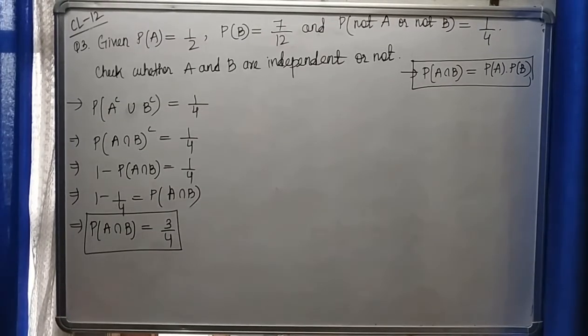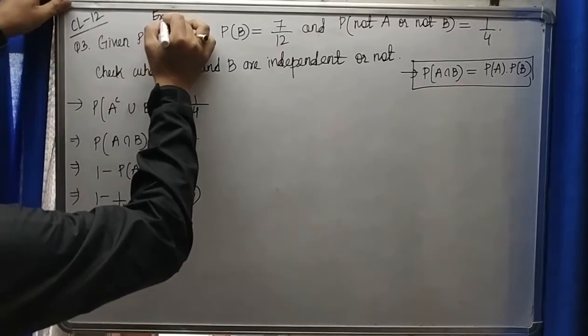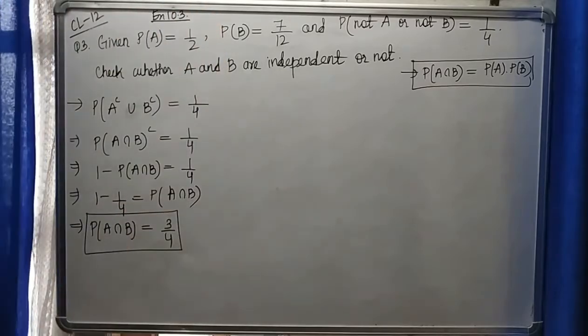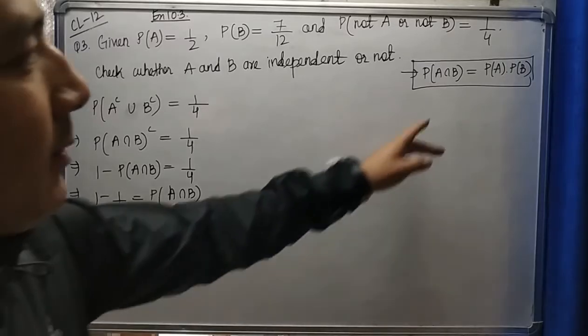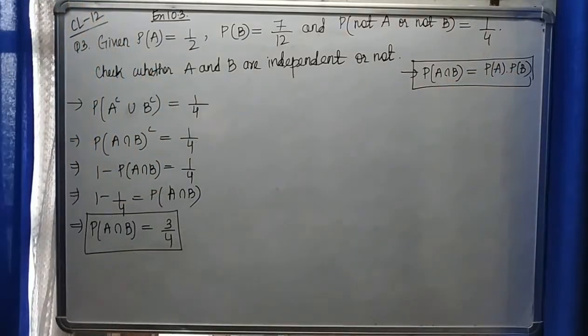Alright, let's start with exercise 10.3. We are doing the exercise on the multiplication theorem of probability and independent events. The first few questions are based on independent events, and then we'll move on to the multiplication theorem of probability. Once again, let's go to independent events. Two events A and B are said to be independent of each other if probability of A intersection B is equal to probability of A into probability of B. Please note down the formula.